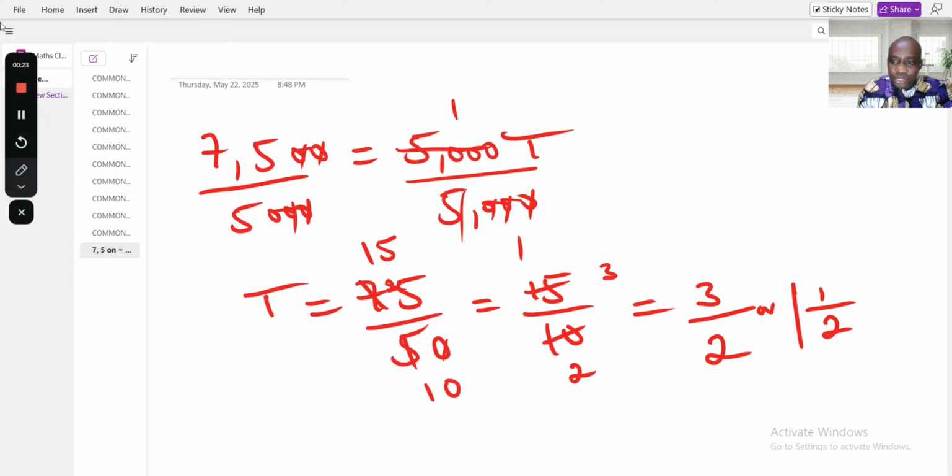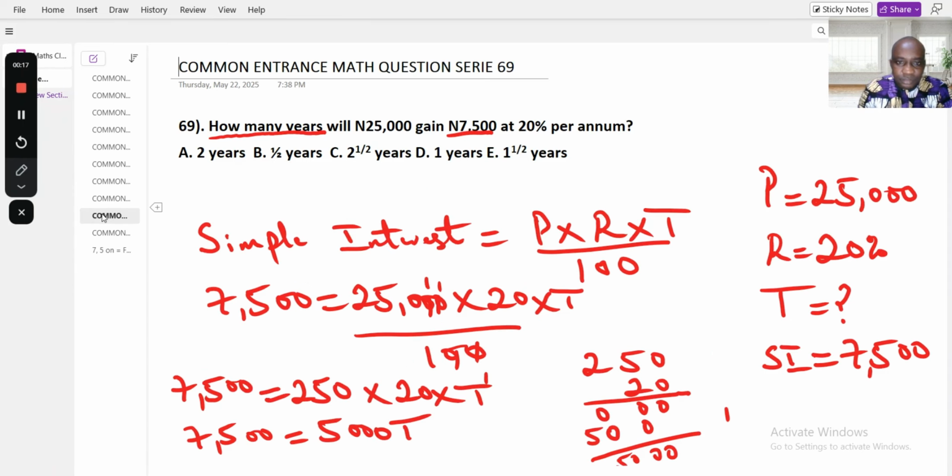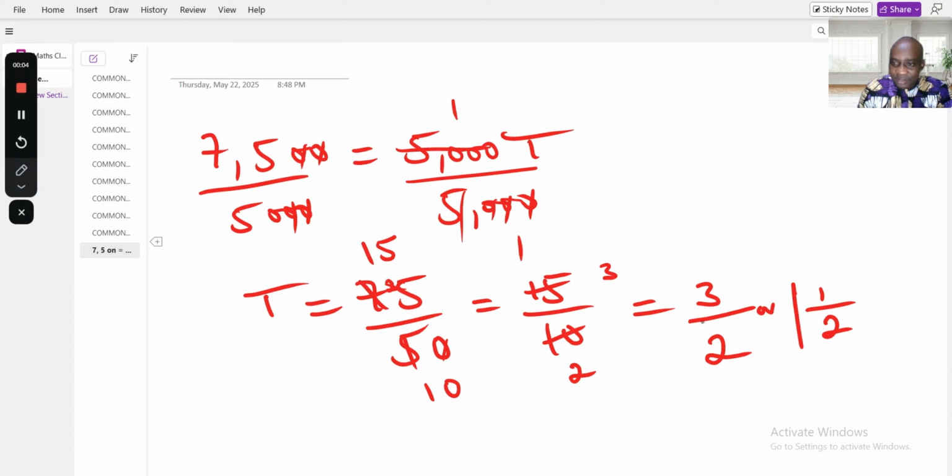Let's go back to the question. Let's see whether we have 3 over 2 or one whole number, 1 over 2. That's it. Yes, we have it, which is E. One whole number, 1 over 2, is our final answer. This one, which is E. Let's move to the next question.